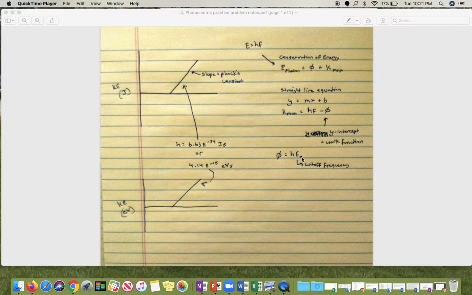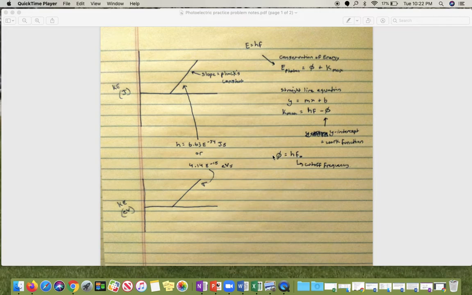So the cutoff frequency, basically, remember, if we put red light onto the metal, nothing was ejected because that wavelength was too long, or too low of a frequency, and it did not reach the cutoff frequency. It was less than the cutoff frequency, so no electrons were ejected.